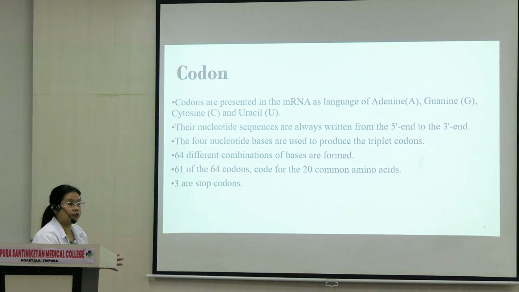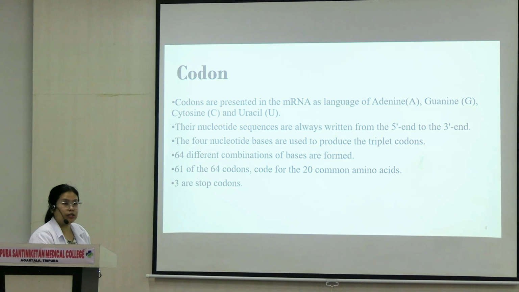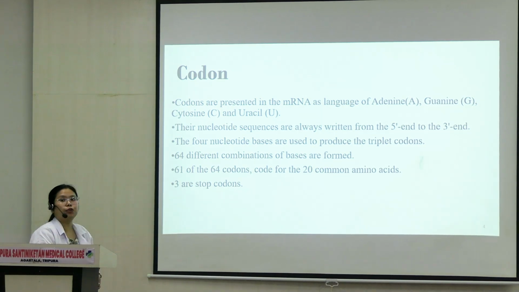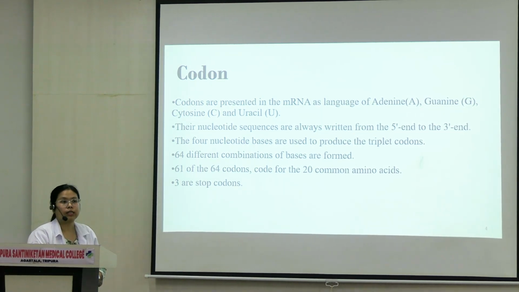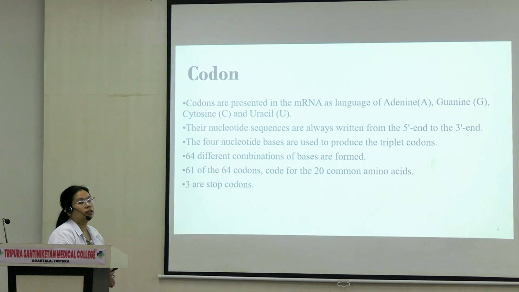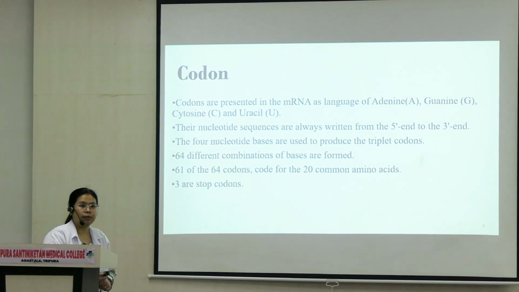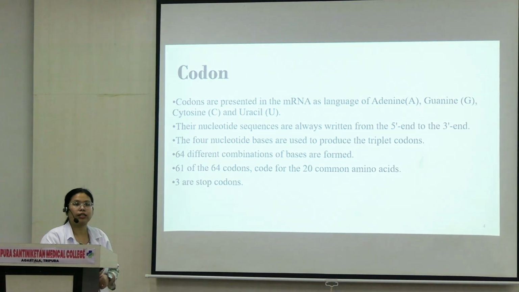Different combinations of these triplet codons are formed. So 64 such combinations are formed in our genetic makeup, and out of those 64 codons, 61 code for the 20 amino acids. So common amino acids are 20 in number.